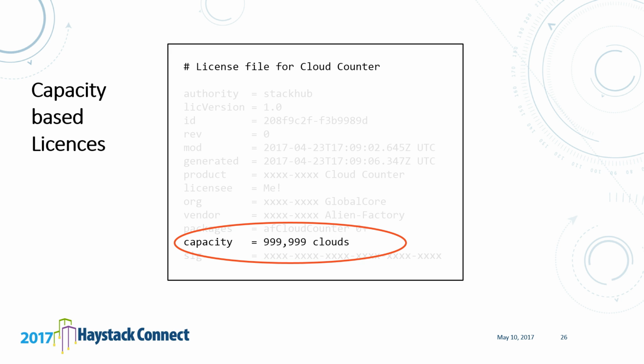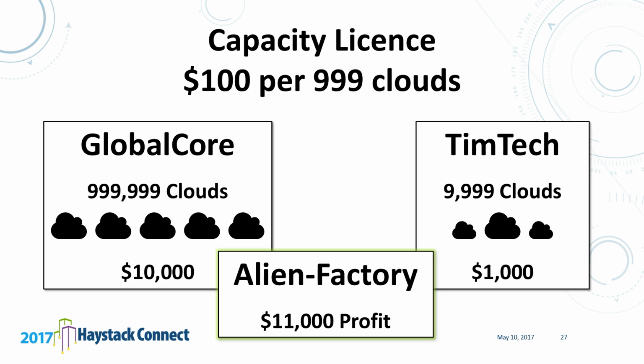And for me, well, when it comes to Cloud Counter, I'm going to sell packages of clouds. That is, a cap on the maximum number of clouds each license can count. Looking at the sales again, if I were to sell capacity-based licenses, then I'll probably sell a package of, say, 1,000 clouds for $100. Now for Global Core, there's not much change there, because they're still going to cough up a cool $10,000 for a large package.